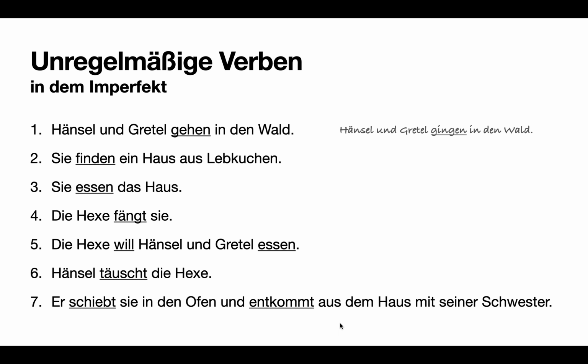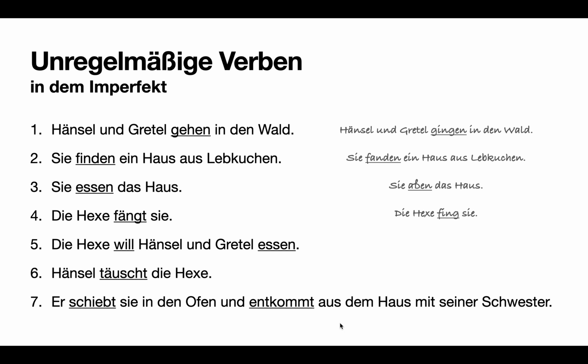Number 2 was Sie finden ein Haus aus Lebkuchen. To rewrite in the past tense, it would be Sie fanden ein Haus aus Lebkuchen. Again, remember to get that conjugation ending. Sie essen das Haus should be Sie aßen das Haus. They ate the house. Die Hexe fängt sie should turn into Die Hexe fing sie. She caught them.